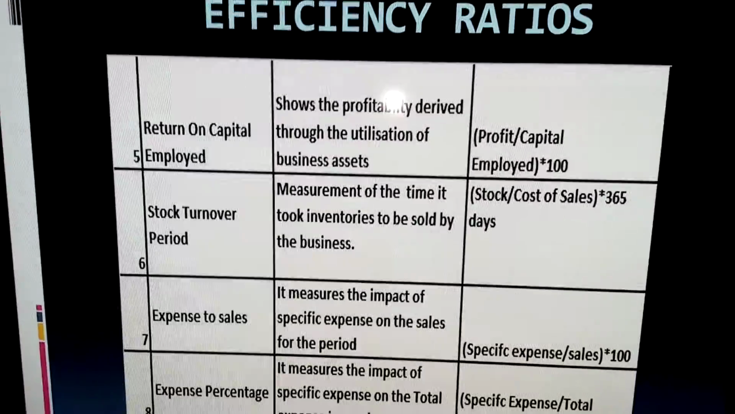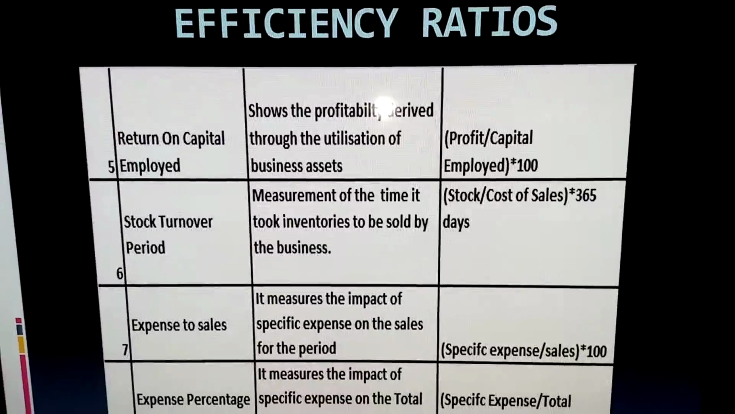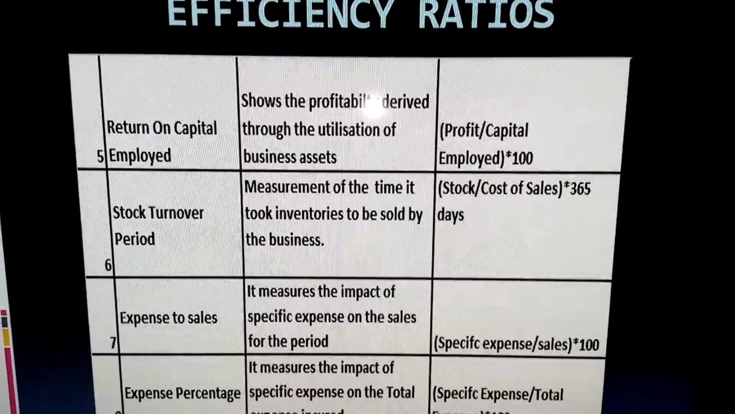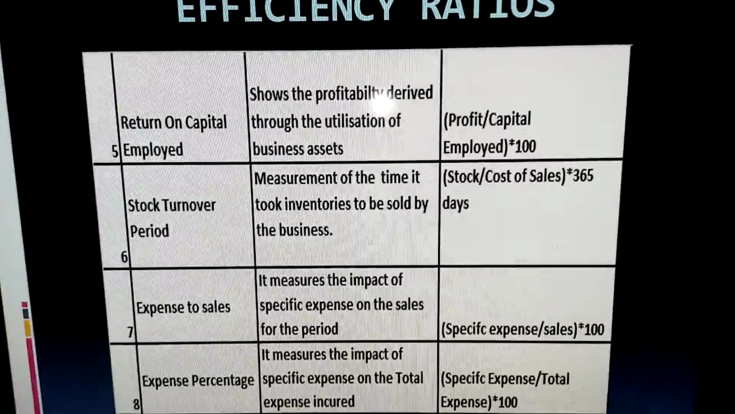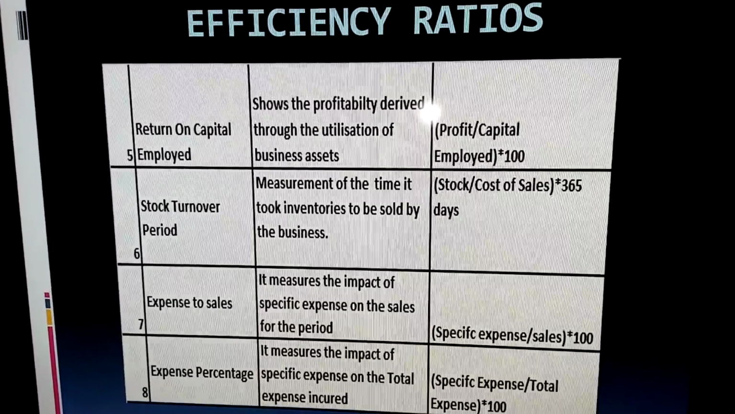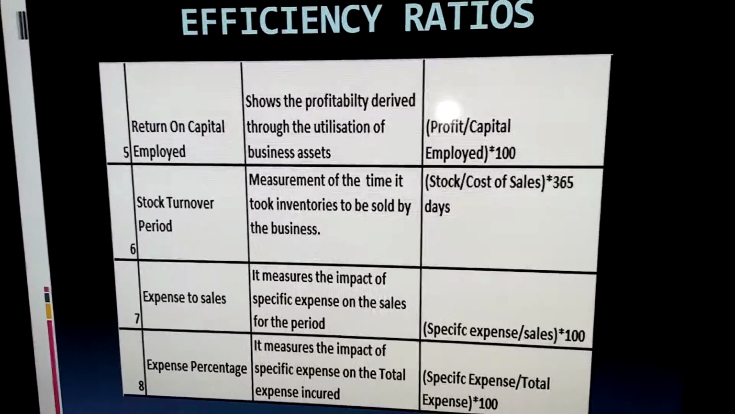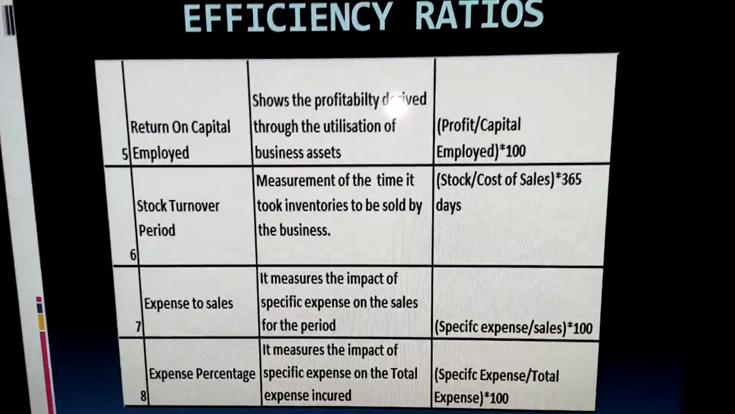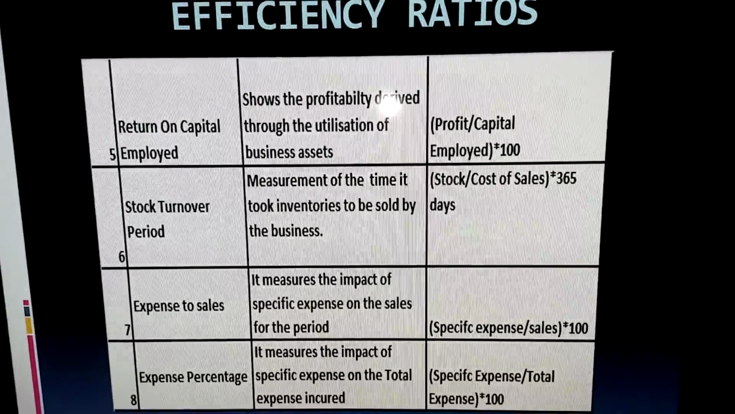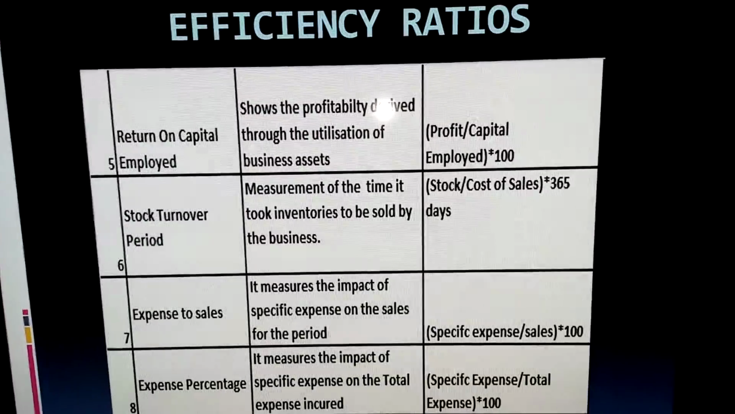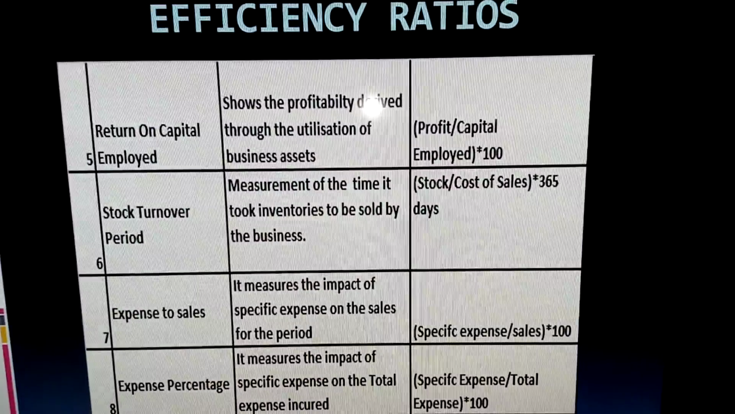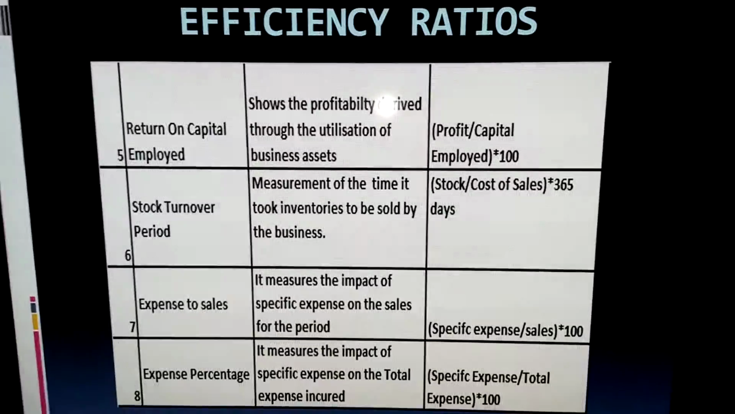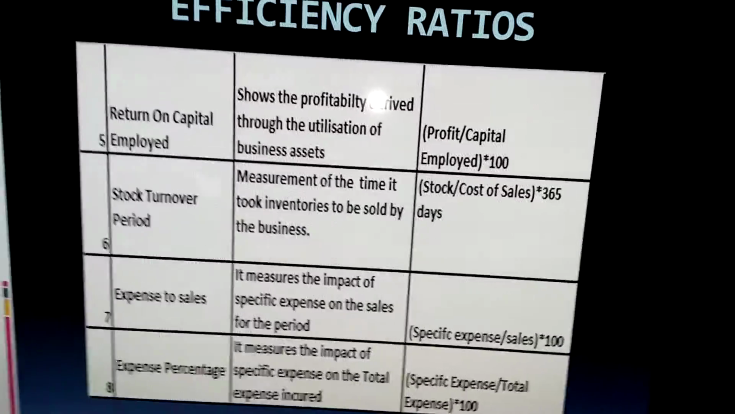Then, still on efficiency, we have return on capital employed. What's the profit derived or derivable through your use of business assets? If you put in business assets worth 1 billion, what is the profit you can get on that asset? That's what we call return on capital employed. So we have profit over capital employed times 100 over 1. It's in percentage, basically. Remember capital employed is more like total assets minus total liabilities.